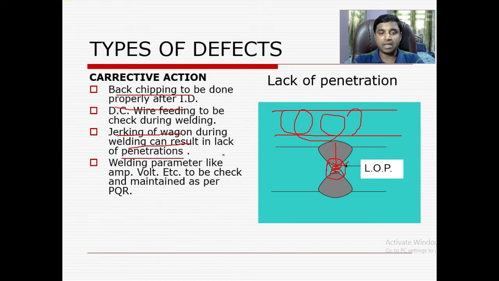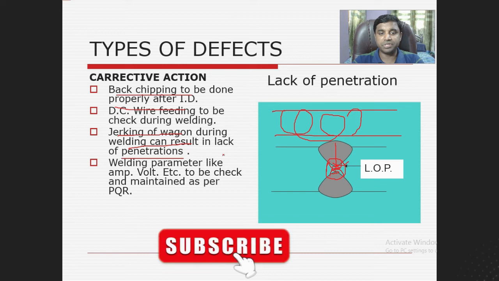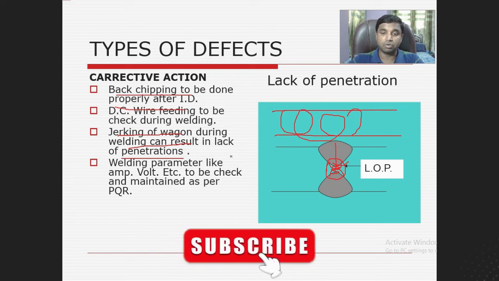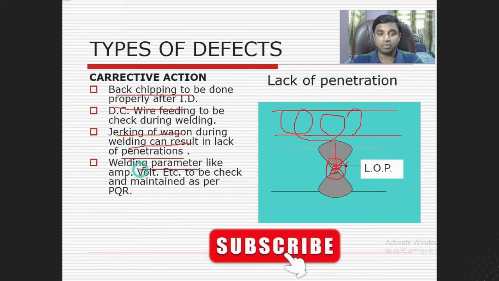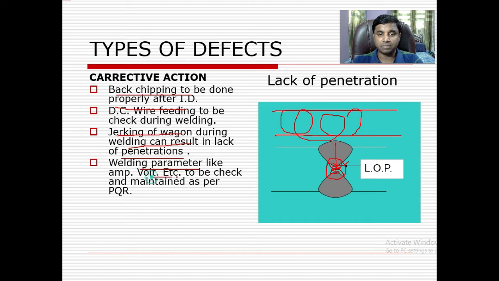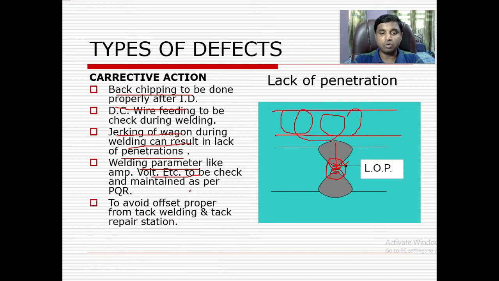Welding parameters like amperage, voltage, etc. are to be checked and maintained as per PQR. If you maintain the welding parameters as per the PQR and the WPS, definitely you can get the correct result. To avoid offset, proper corrective action is needed from tack welding and the tack repair station. So you understand the lack of penetration.